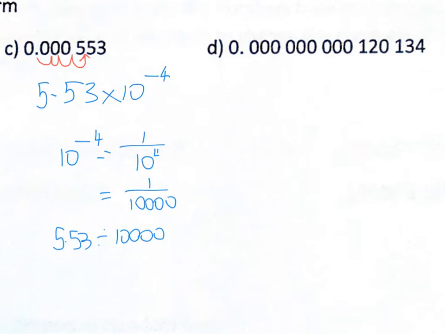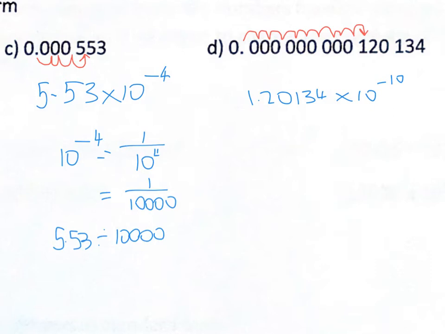Example D, the number between 1 and 10 is going to be 1.20134, and we'll multiply it by a power of 10. To know what that is, we count the number of decimal places, and we can see that it's been moved once, twice, 3, 4, 5, 6, 7, 8, 9, 10 times. So it's to the power of minus 10. A minus because it's a decimal number.